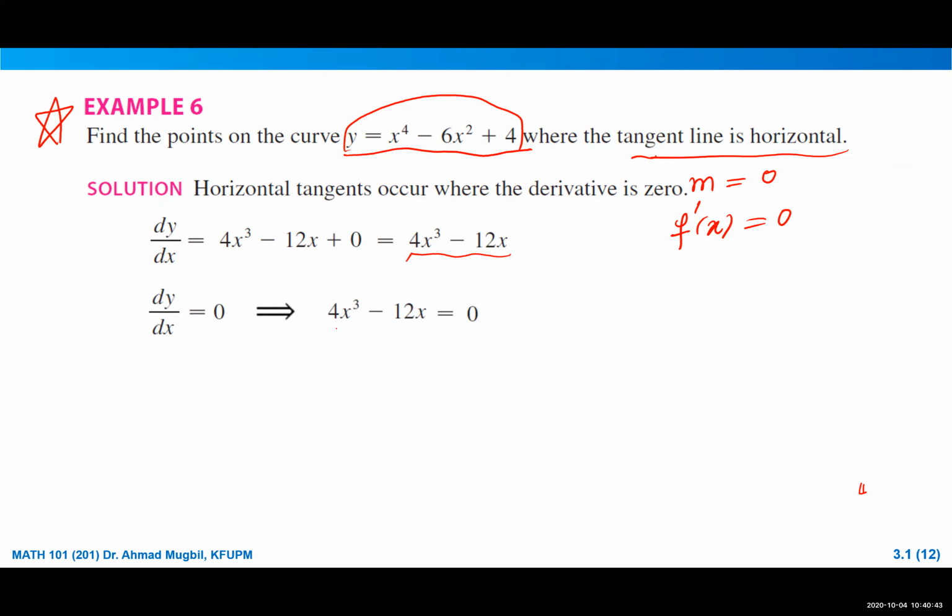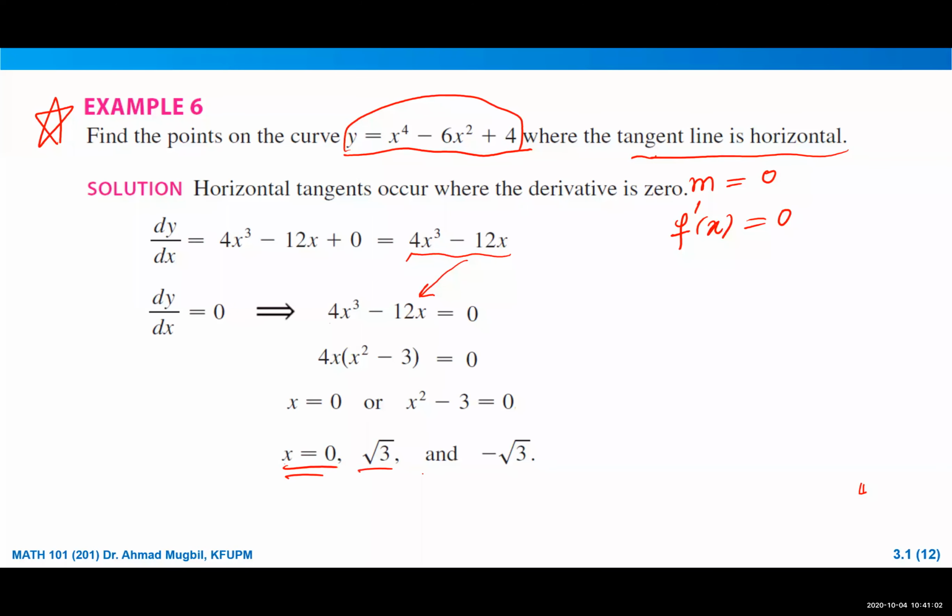This is what will happen if you put this equal to 0. Solve it. You have a polynomial equation. Take 4x as a common factor. Now 2 factors, the product of them is 0. So x is 0 or x squared minus 3 is 0, which means that x is 0 or positive or negative square root of 3.